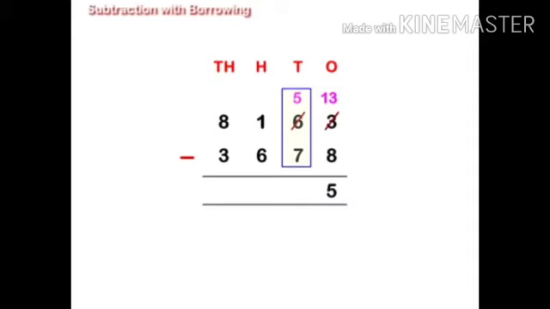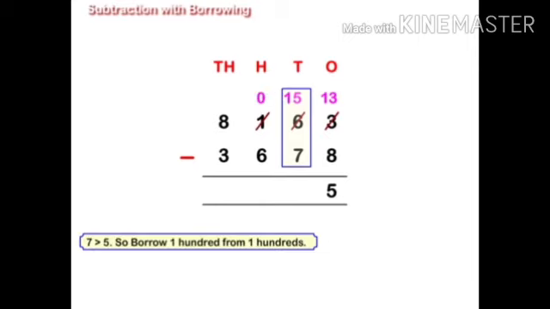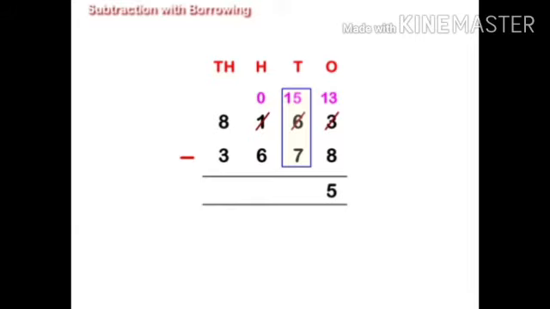Subtract tens. Since 1 ten is borrowed from 6 tens, we are left with 5 tens. Since 7 is greater than 5, borrow 1 hundred from 1 hundred. 1 hundred plus 5 tens is equal to 15 tens. Subtract 7 from 15, or 15 minus 7 is equal to 8 tens. Subtract hundreds. Since 1 hundred is borrowed, we are left with 0 hundreds.